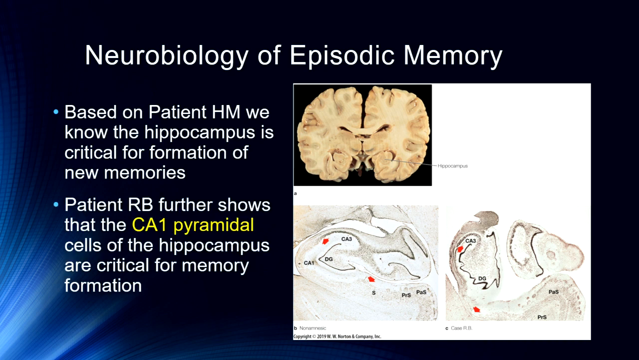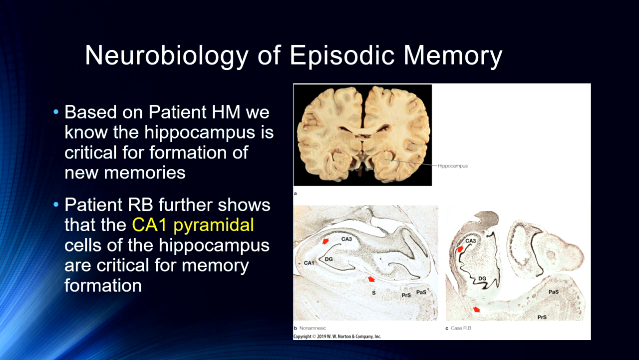We have another patient named RB, and RB had brain ischemia following a cardiac incident. Interestingly, while I was researching this particular lecture, I found some animal research showing that some loss of CA1 pyramidal cells due to ischemia is a common side effect of heart attacks. So there are some interesting questions about how heart attacks might affect risk for memory loss.